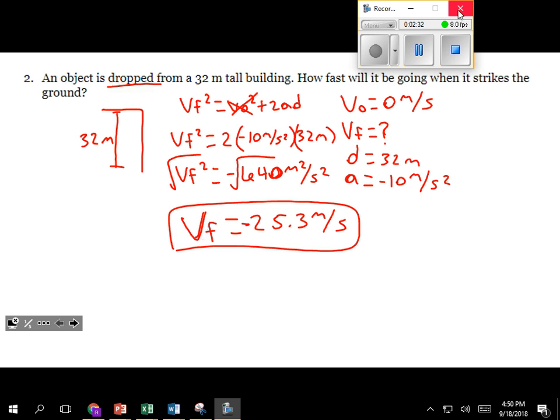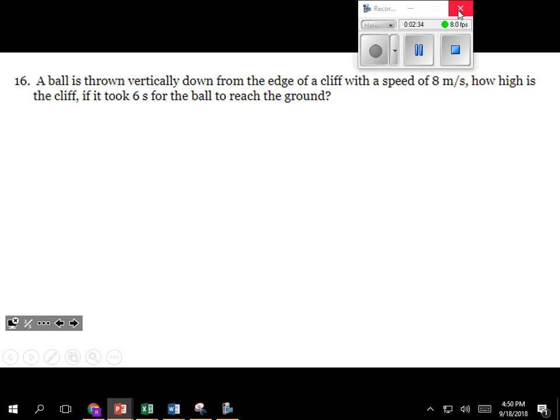The other one I picked was number 16. Number 16, you're throwing the ball vertically down. So it's a similar issue, but the initial velocity is not 0. It's being thrown down, and we are trying to see how tall the cliff is. So it's being thrown down. The initial velocity is 8 meters per second. Technically, it's negative 8 meters per second because it's going down.